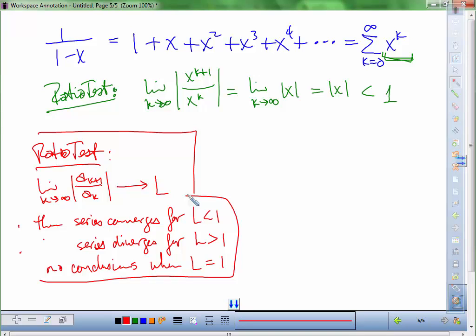So the main ratio test has these three conclusions. If your L is less than 1, then it's going to converge. If it's bigger than 1, it's going to diverge. And if it's equal to 1, technically you don't know what's going on. So when you're trying to find the interval of convergence, if you remember back in Calc 2, you took the ratio test and then you set this thing to be less than 1. Basically your radius of convergence is going to be the reciprocal of what you get here.